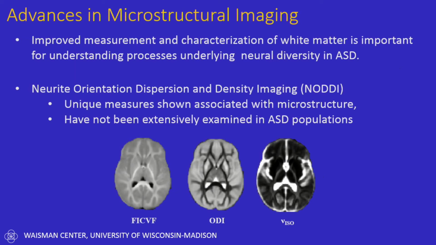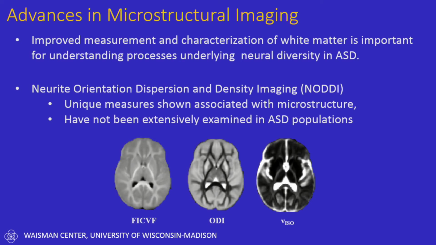And so just as your phone gets updated every year or your computer gets updated, there's been an explosion of these advanced microstructural imaging techniques in our field where we try to improve our measurements and characterization of the white matter for understanding processes underlying the changes. We're developing and applying these techniques specifically to the neurodiversity in autism spectrum disorders.